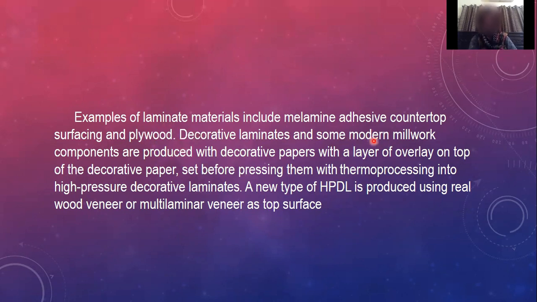Decorative laminates and some modern millwork components are produced with decorative paper with a layer of overlay on top of the decorative paper. The laminate sheet is present on the decorative paper and the overlay, so the decorative paper can be formed and set before pressing with the exothermic process. This process is used to press the decorative paper into high pressure decorative laminates. A new type of high pressure decorative laminate is produced using real wood veneers and other types of veneer on the top surface.